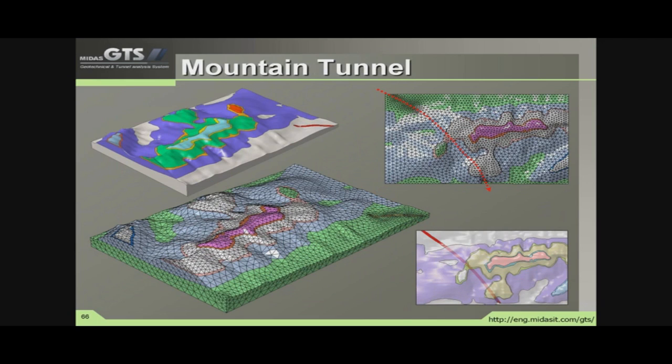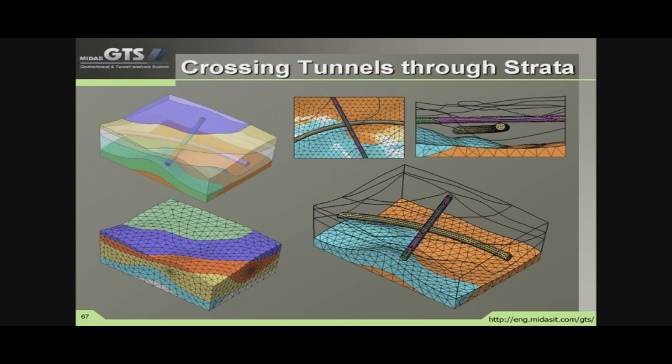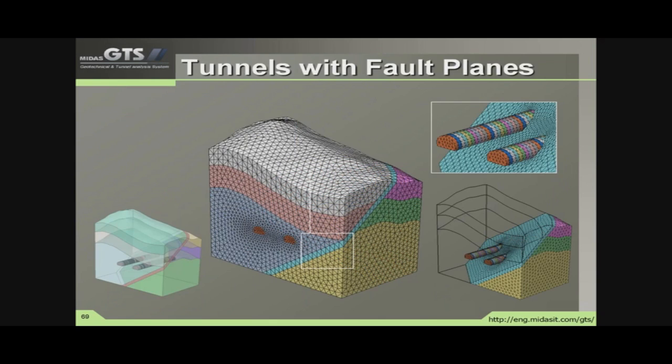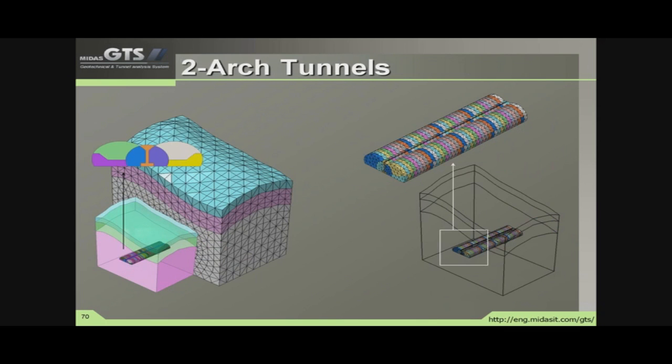You can model the mountain tunnel. As you can see here, I have modeled the whole mountain, and I have modeled the tunnel inside the mountain. You can model the crossing tunnels through strata. You can model the slope with fault zone. You can model the tunnels with fault planes, and you can see how the deformation changes with the introduction of the fault plane. Two arch tunnels can also be modeled.